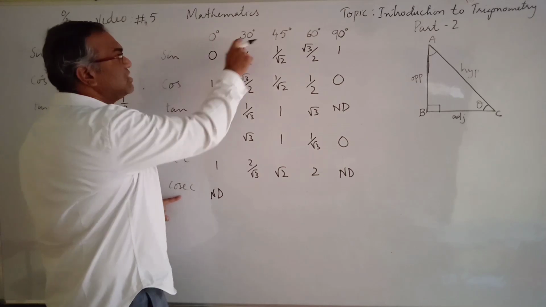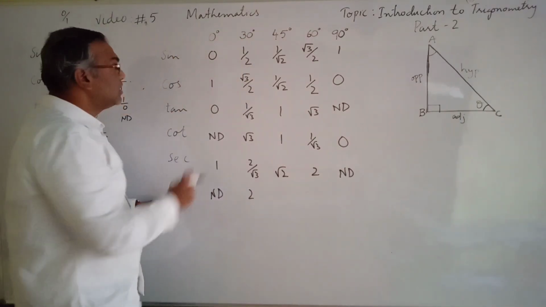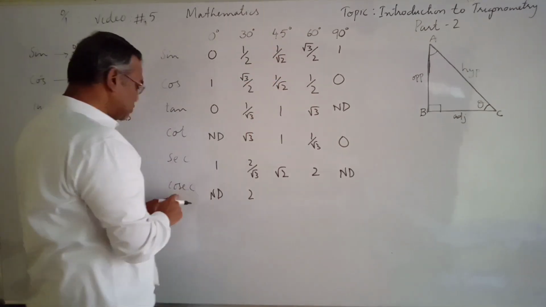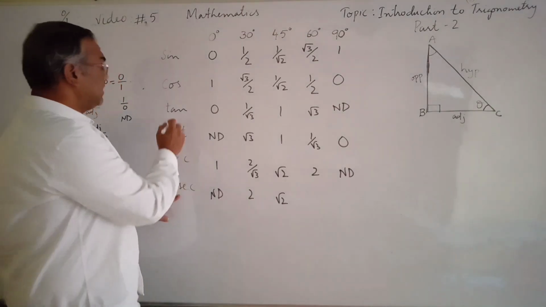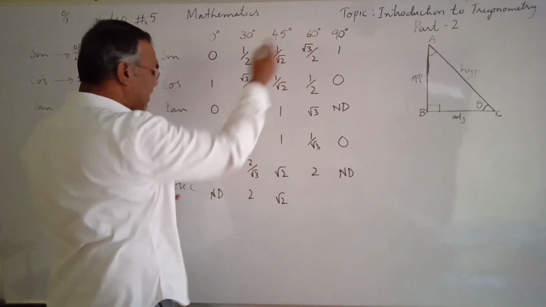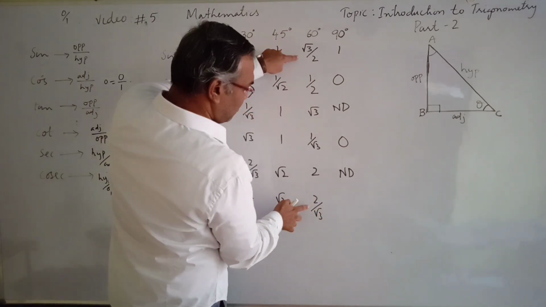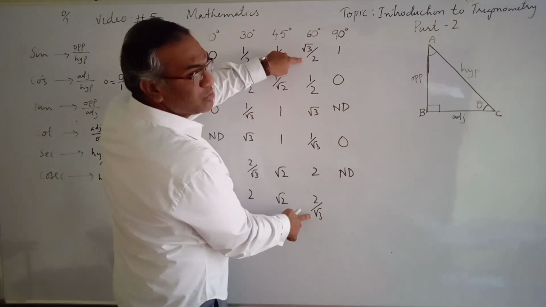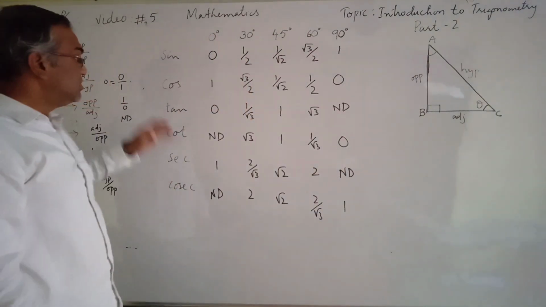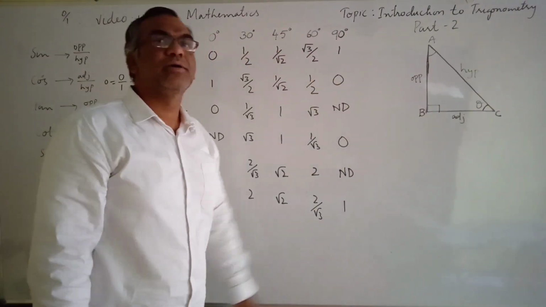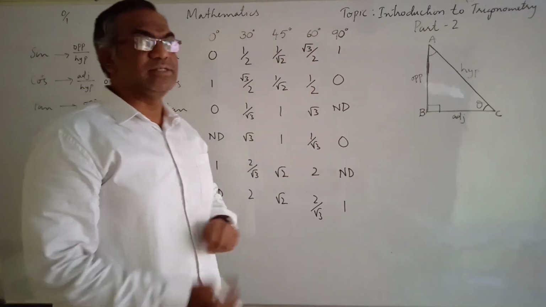Then sine 30 is 1 by 2. Cosec 30 will be 2 by 1, that is 2. Sine 45 is 1 by root 2, so cosec 45 will be root 2 by 1, that is root 2. Then sine 60 is root 3 by 2, so cosec 60 will be 2 by root 3. See, reciprocals. Reciprocal of 1 will be 1 only. These are the values of trigonometric ratios of some standard angles.